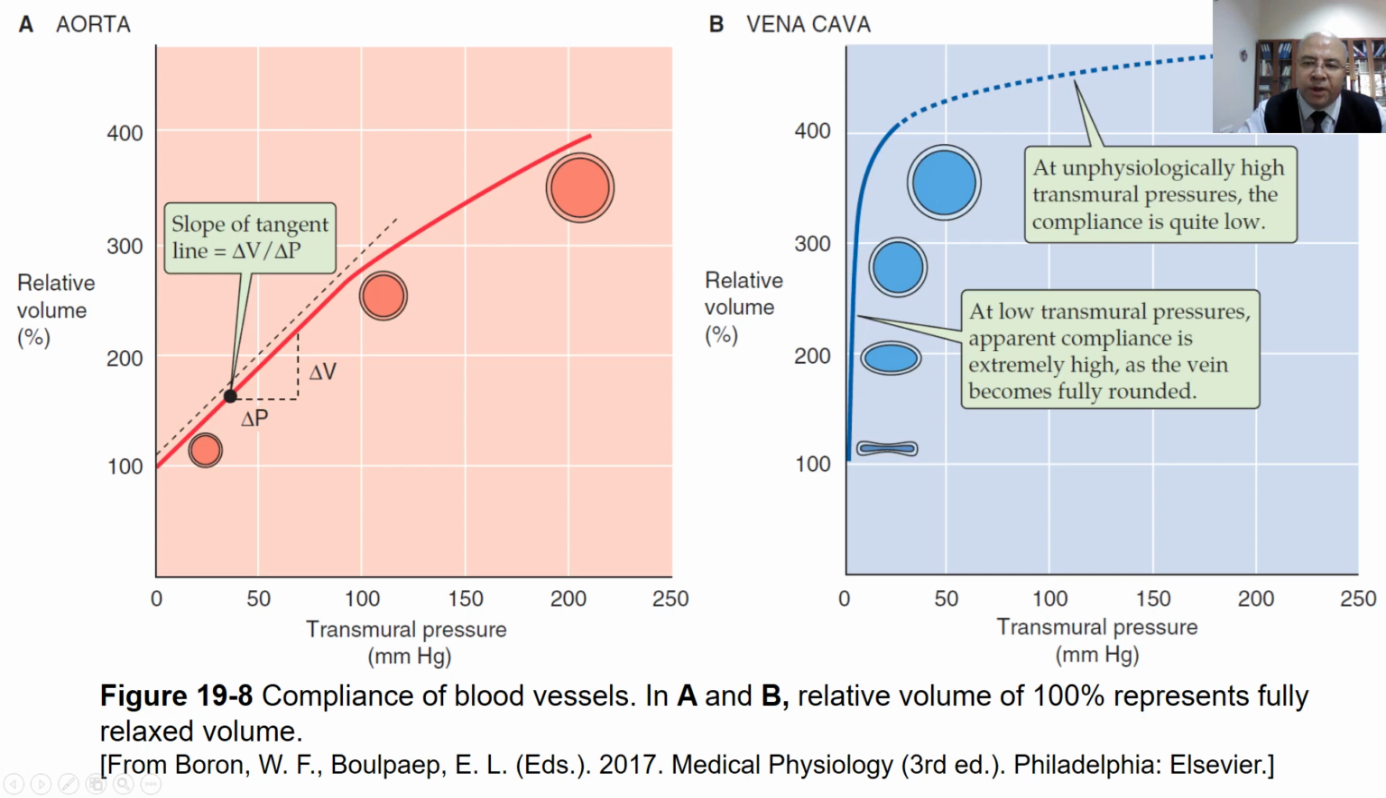So at low transmural pressures, apparent compliance is extremely high as the vein becomes fully rounded. At unphysiologically high transmural pressures, the compliance will be very low. Why is it unphysiological? Because the pressure inside of the body can never reach this high, 52 or 100 millimeter mercury in the veins, okay? We see these pressures easily in arteries, in aorta, during systolic phase of the cardiac cycle.